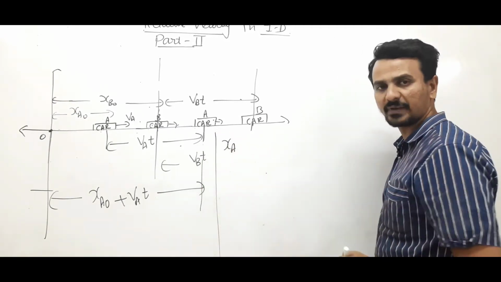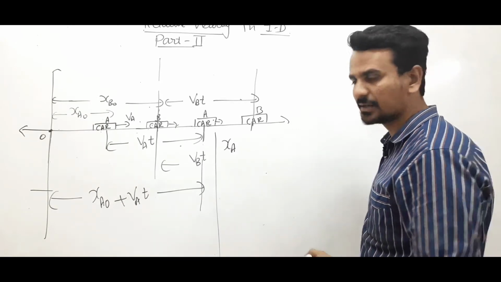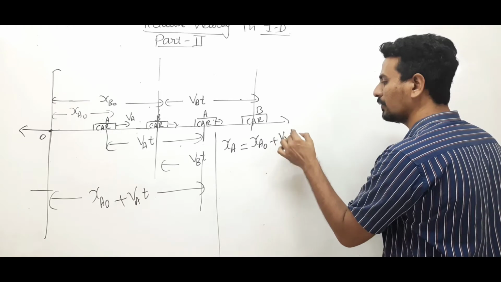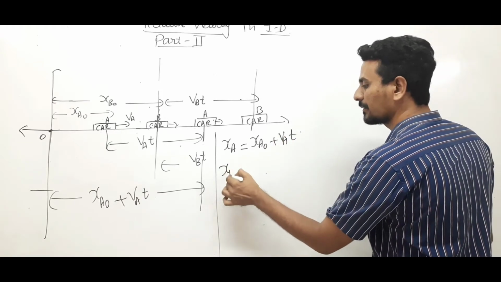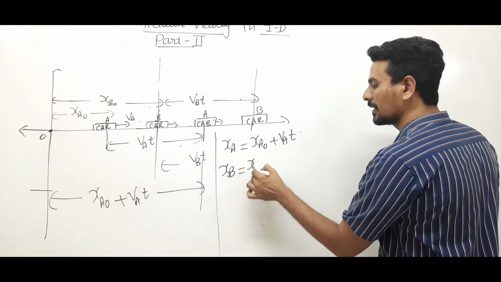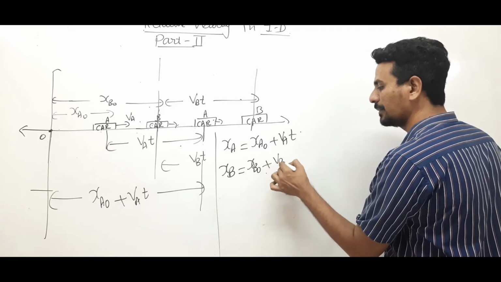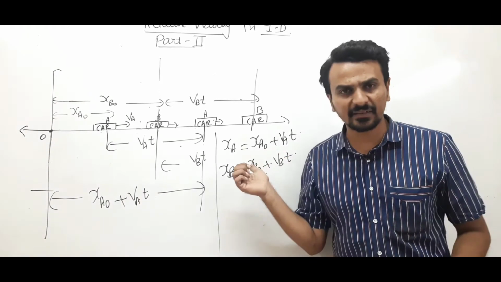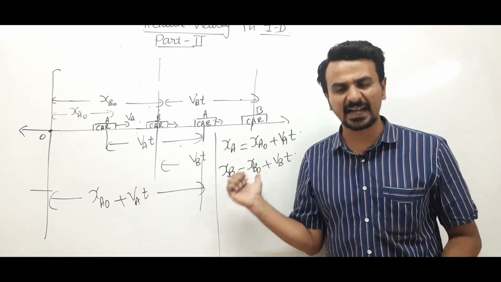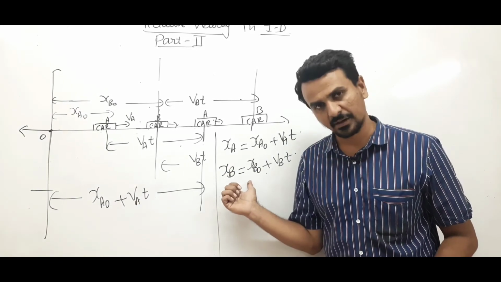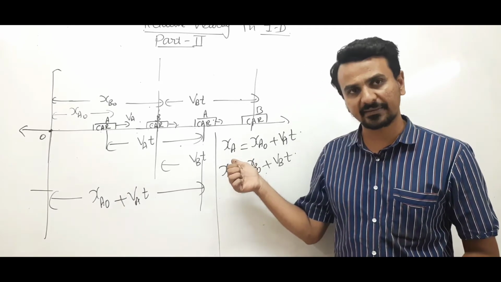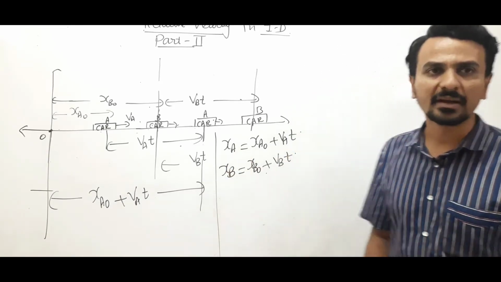So xA, the position of car A after any time t, will be equal to xA0 plus Va into t. Similarly, the position of car B will be xB0 plus Vb t. See, make it clear. xA0 is the initial position of car A. xB0 is the initial position of car B. After any time t, the position of car A will be xA, and the position of car B will be xB.